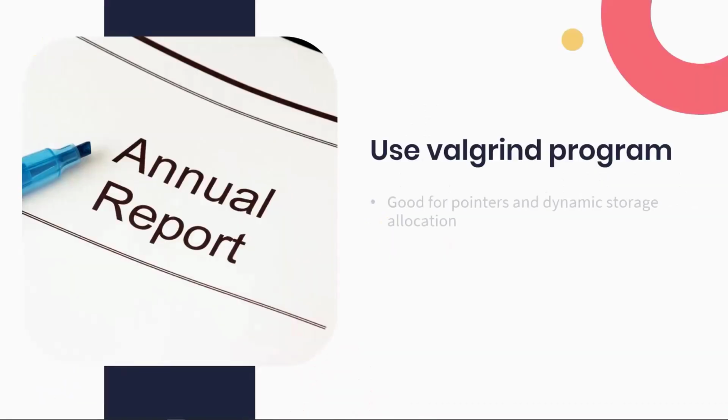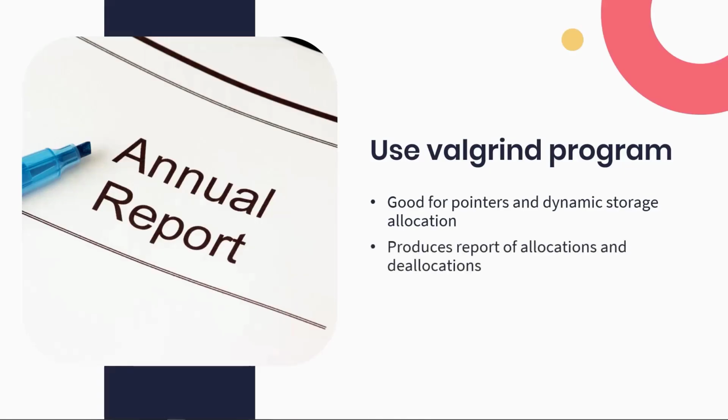When you're working with pointers and dynamic storage allocation, the valgrind program can come in handy. It essentially produces a report of any allocations and deallocations that occur in your program. The program can be used with the argument -q so that it suppresses all other output that is not necessary for debugging and only displays errors. It can also be used for other things, such as checking for memory leaks, which, if you remember from our previous lessons, can potentially cause security problems after deployment.